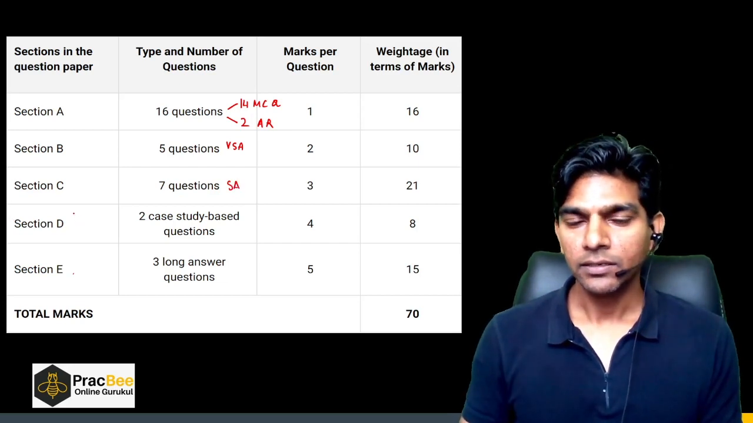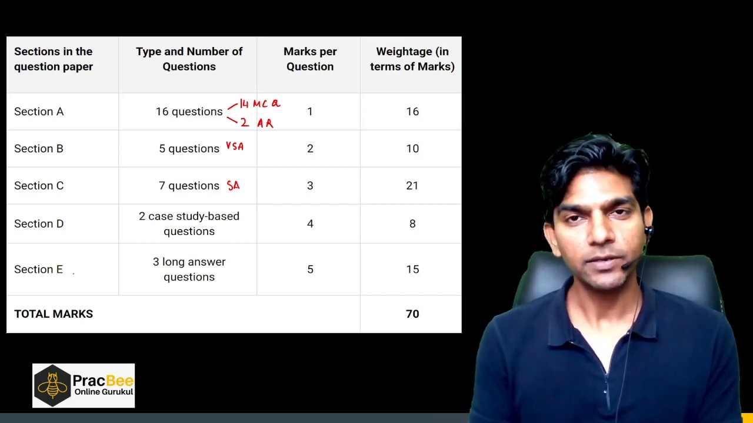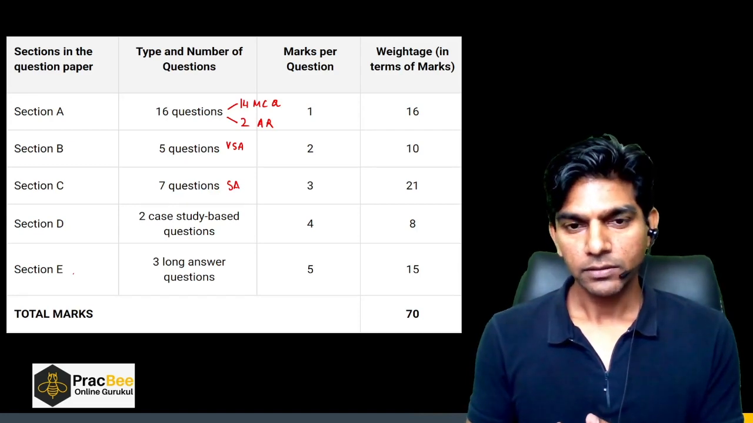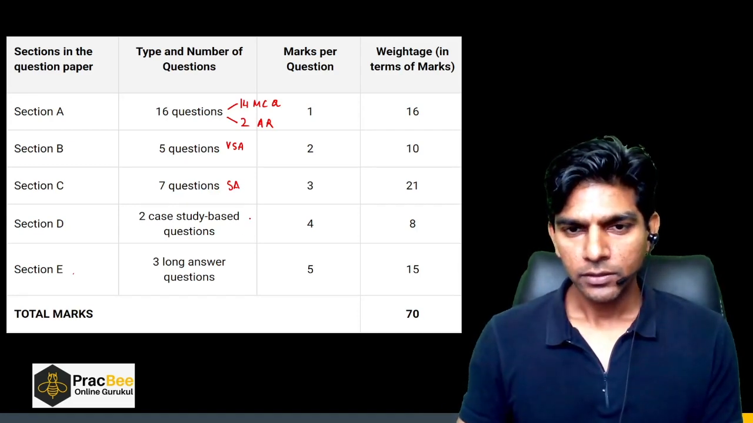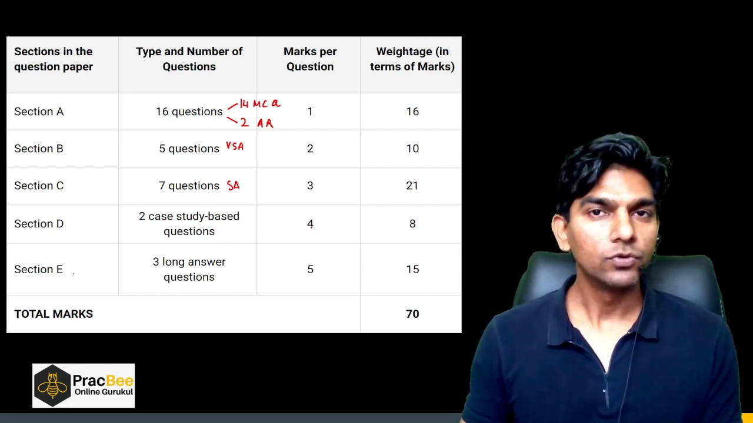Section D is case study based questions, where there will be a paragraph given to you, and based on that paragraph, there will be some MCQs. Again, it's single option correct. And there will be 2 case studies and each case study carries 4 marks.